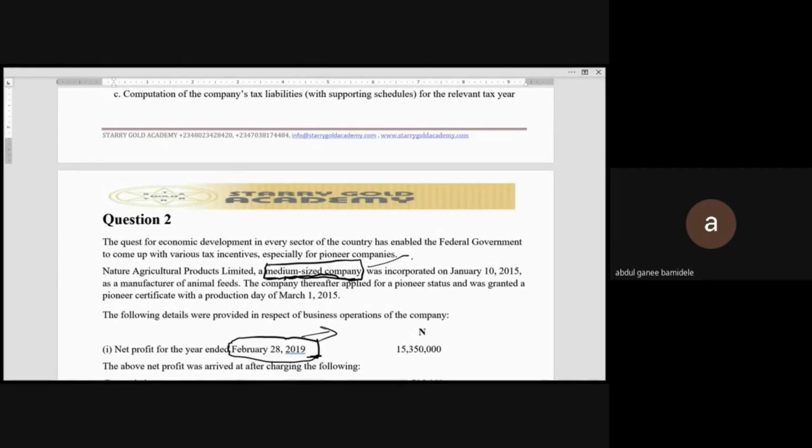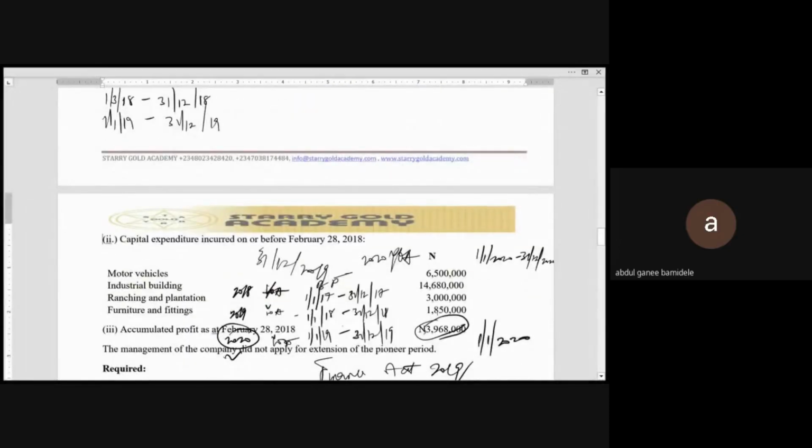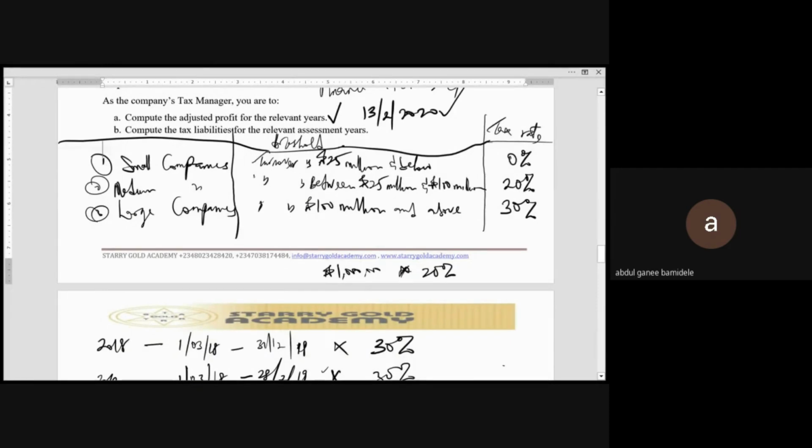Apart from that, the other thing you can use to determine it is revenue, to see if the revenue is within 25 million and 100 million. If their turnover is 100 million and above, what size of company will you classify such to? Large company, and their tax rate will be 30%. And if their turnover is 25 million naira and below, you classify them as small companies, and the tax rate will be 0. Anything multiplied by zero is 0. I hope that answers your question, and I hope every other person in this class has also learned from this.